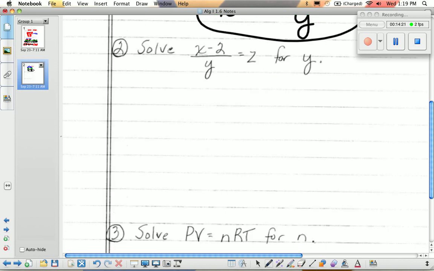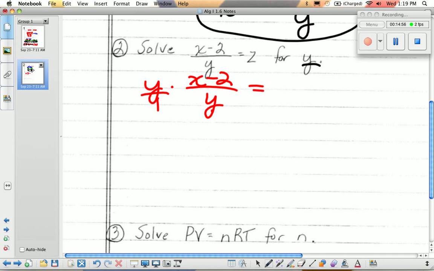Okay, the next one. Solve x minus 2 over y equals z. They want us to solve it for y. Whoa! But notice where y is. It's in the denominator, which means something is getting divided by y. So we need that y out of that denominator. What's going to undo dividing by y? Multiplying by y. So that's going to be our first move. We're going to get that y out of the denominator. We don't like it there in the denominator.